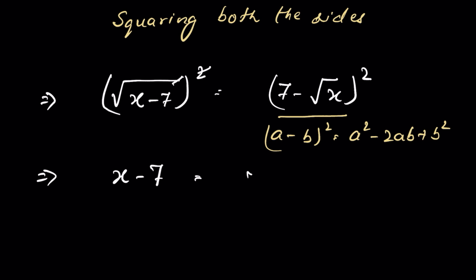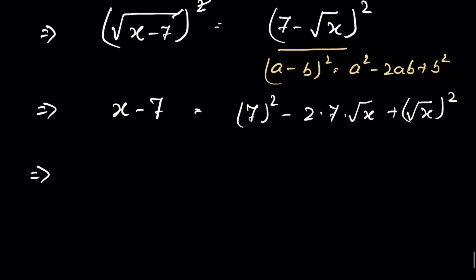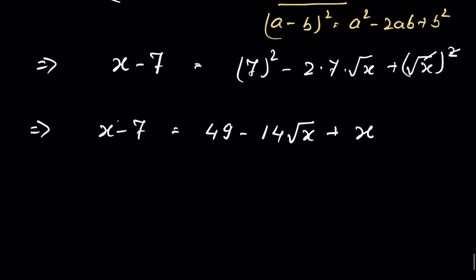So we can write it as 7 square minus 2 times 7 times square root of x plus square root of x square, or x minus 7 equals 7 square is 49, 7 times 2 is 14 times square root of x, plus we remove square root with this square, so it is x. Again this x and this x will get cancelled, both are positive. Now we have minus 7 equals 49 minus 14 times square root of x.